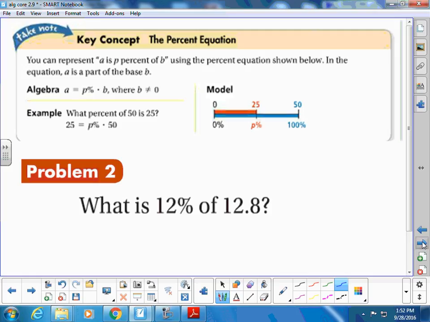So the percentage equation, you can represent a percent. A is P percent of B using the percentage equation shown below. In the equation, A is a part of the base B. So it says A equals P percent of B. And that's kind of what we are doing, except we didn't leave the percent sign in there, but that's what we were doing.